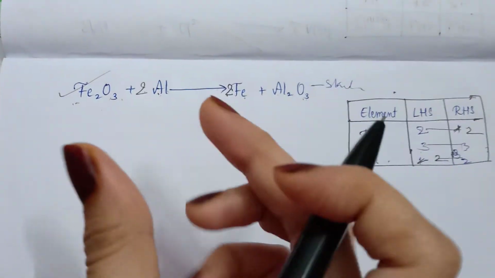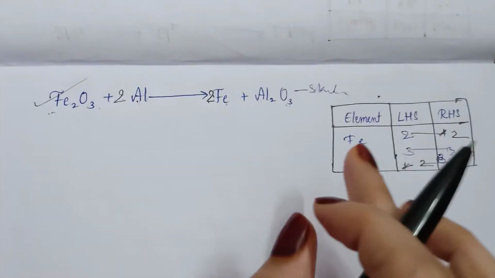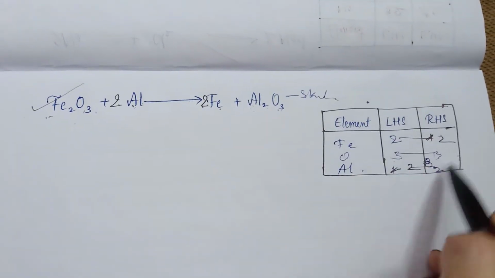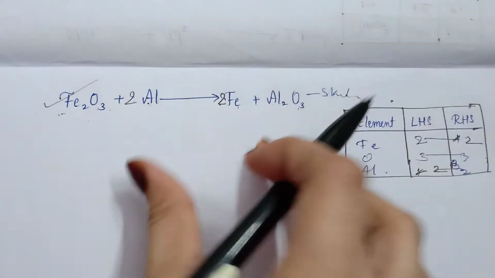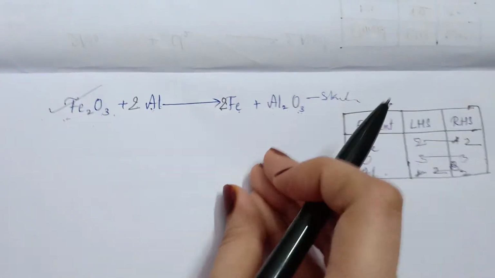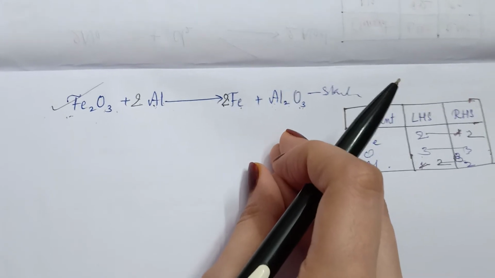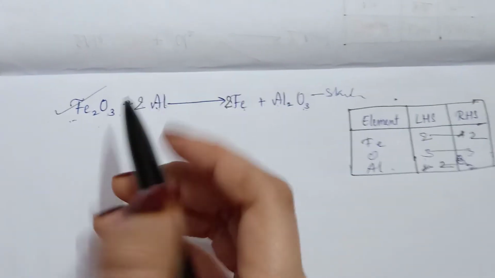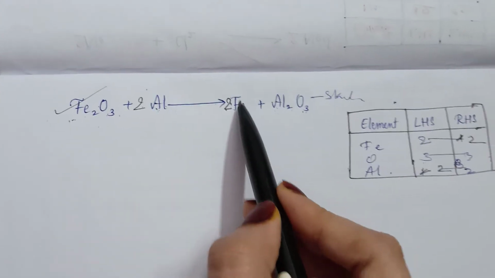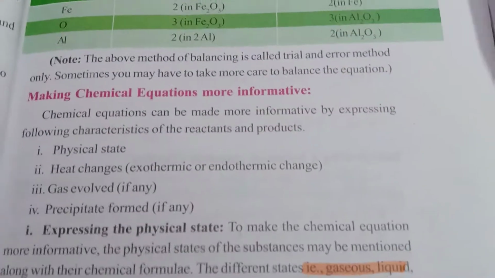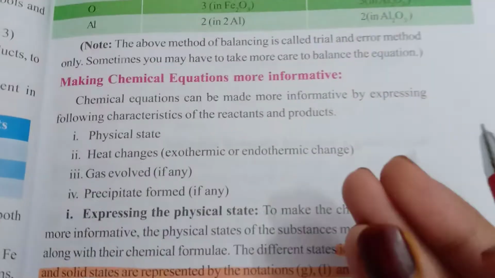Simple, students. Right now we are doing this with the table, but you have to do it without the table. You practice this balancing of equations, because it is very important in your further classes, further studies. So practice it, students. Just imagine in your mind and multiply these elements with the coefficients. Okay? So our next topic is making chemical equations more informative.